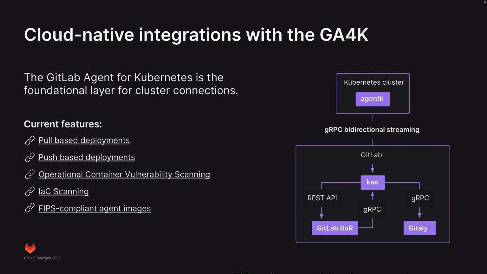It has an in-cluster agent, named Agent K in this picture, that securely communicates with GitLab via a server component named KAS. As infrastructure updates take place on Git, the agent immediately detects those and updates the infrastructure accordingly. The GitLab agent for Kubernetes is the foundational layer for GitLab to securely and safely connect to Kubernetes clusters. Besides the push and pull-based approaches to GitOps, the GitLab agent for Kubernetes supports operational container scanning, infrastructure as code scanning capabilities, as well as FIPS-compliant images.